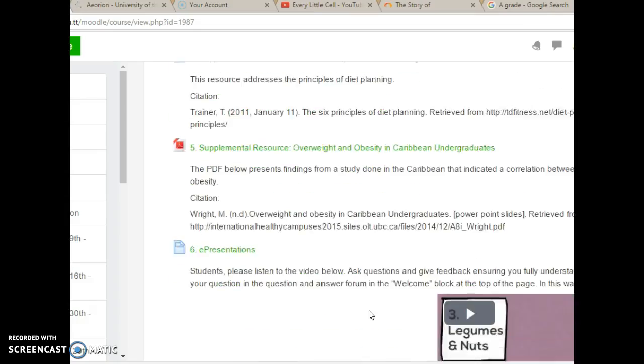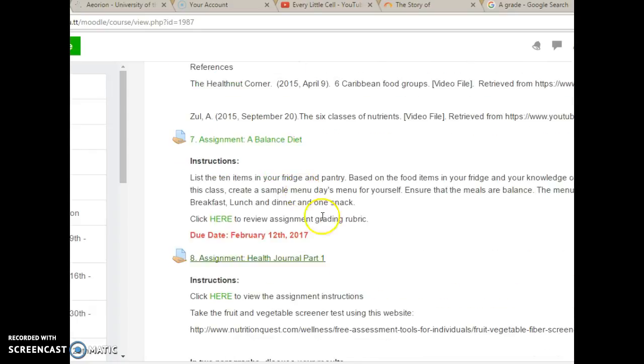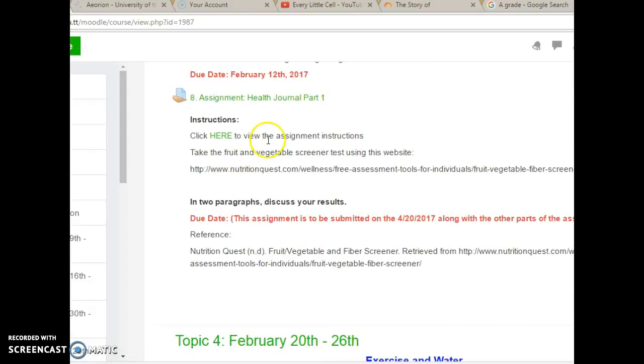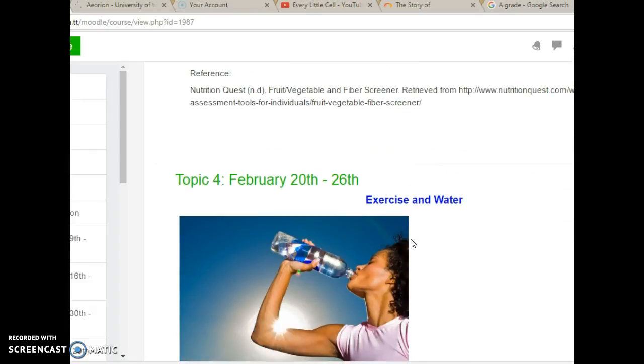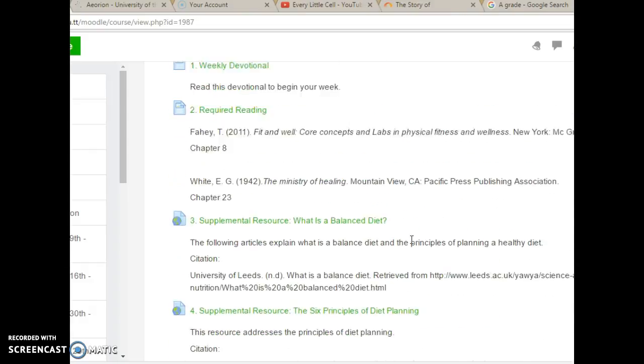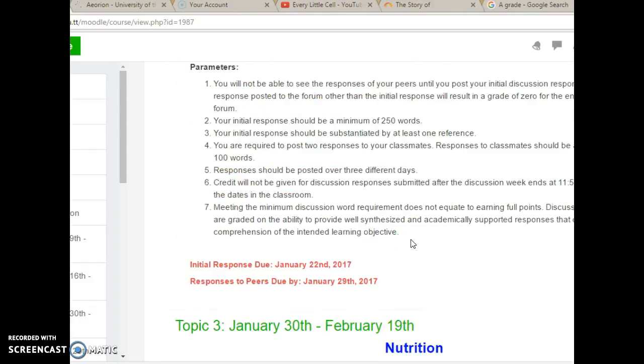Pay special attention to the due date of the assignments. For example, you see that there's an assignment due, a balanced diet. This is due on February the 12th, and then this other assignment, which is part of your health journal, is actually due at the end of the semester, but you want to make sure that you get started on it as soon as possible.